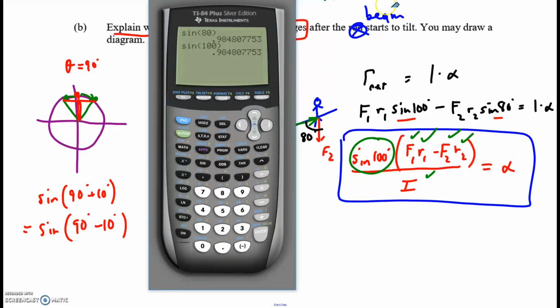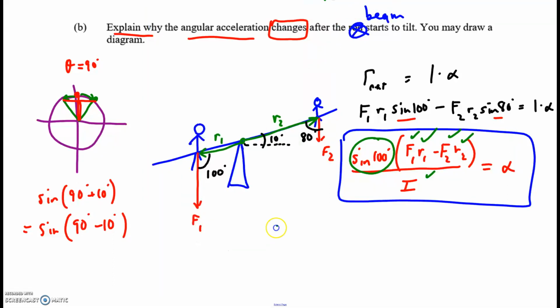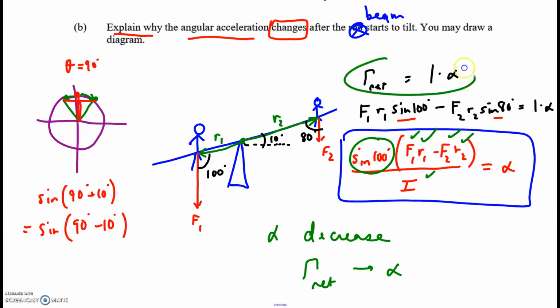And the sine of 100 is less than 1. So alpha will decrease. And the reason is because if the angle is no longer 90, that decreases the net torque, and that then will decrease alpha according to Newton's second law.